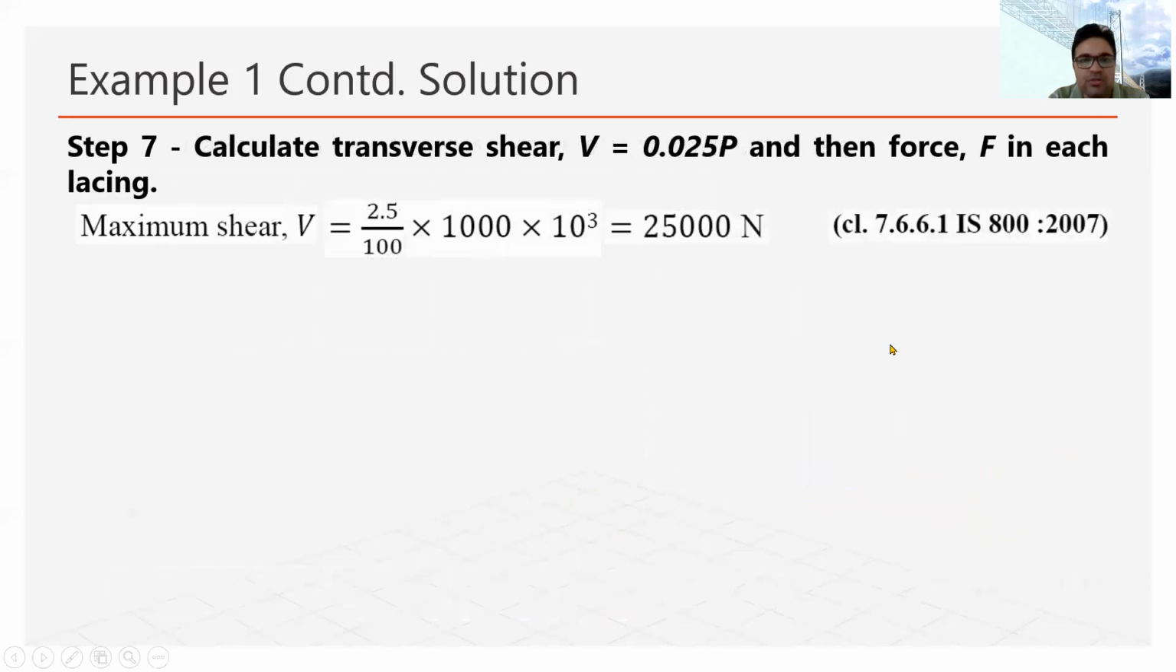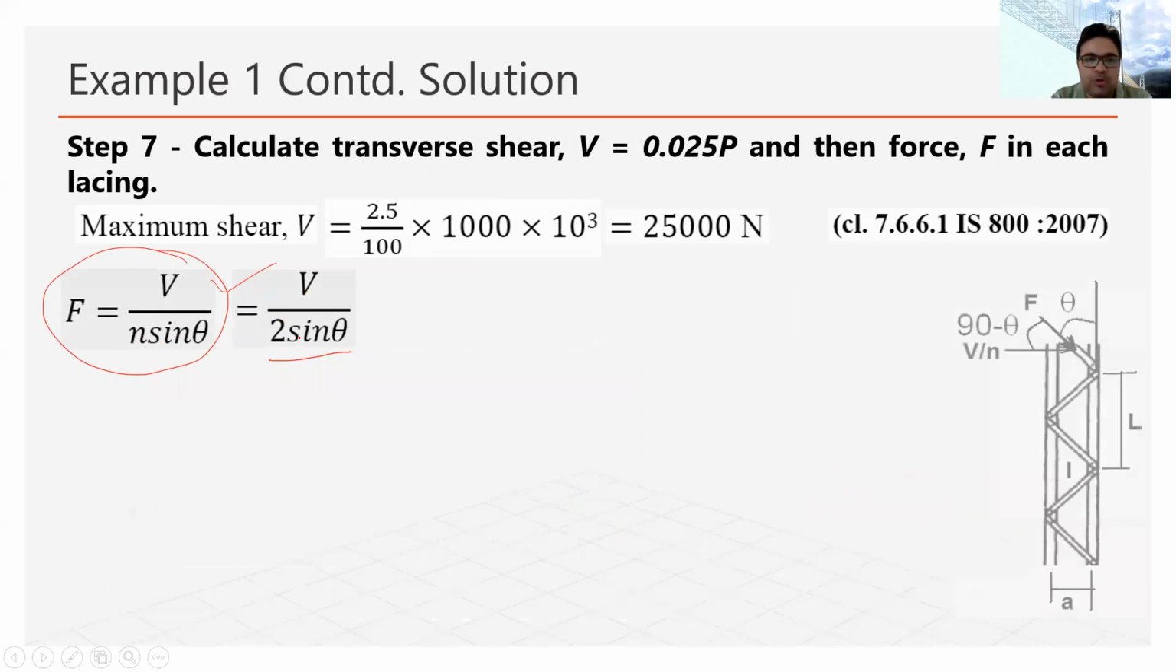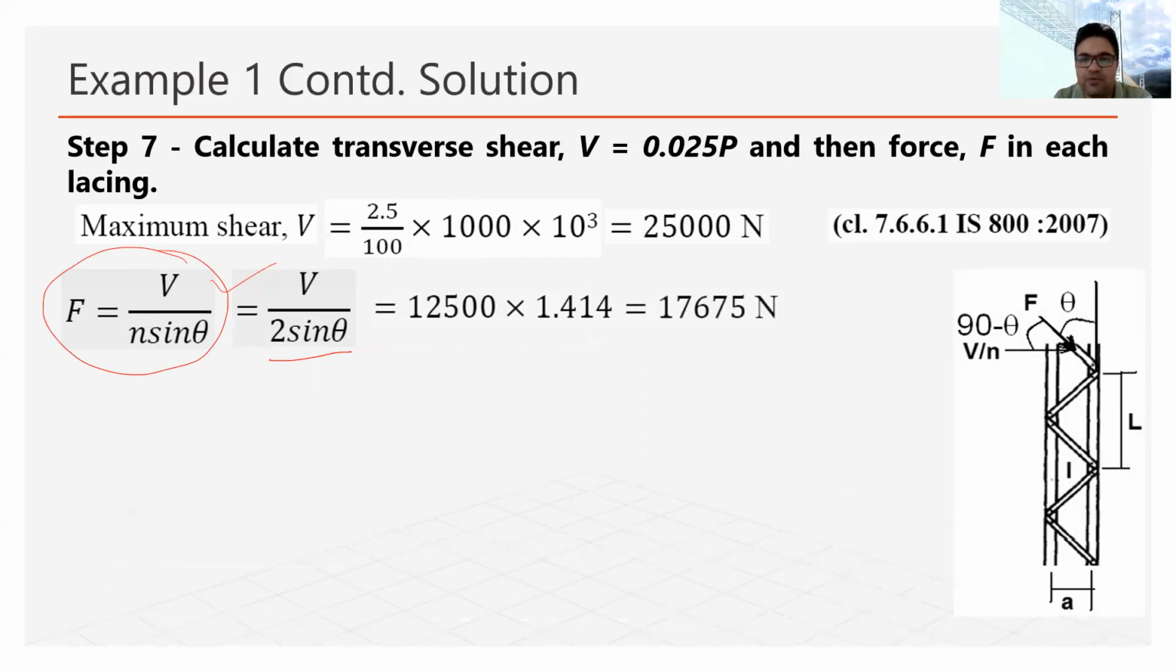Now we are going to find out the force, and the force in a single lacing system can be given by this formula. I have explained this formula earlier, so you can refer to that if it is not clear. Putting all the values in the single lacing system, the n value is 2, so V by 2 sine theta, and we can find the force in the lacing bar as 17,675 newton, which is 17.675 kilonewton. You can see the lacing bar will experience this much force, while the strength of the lacing bar is more than 50, which means it is safe.